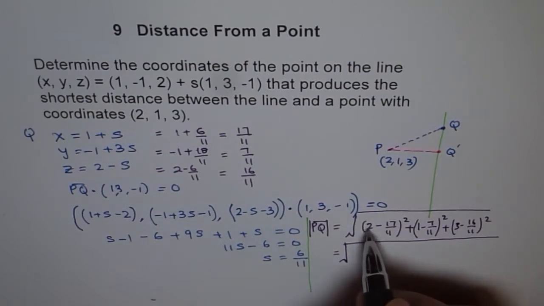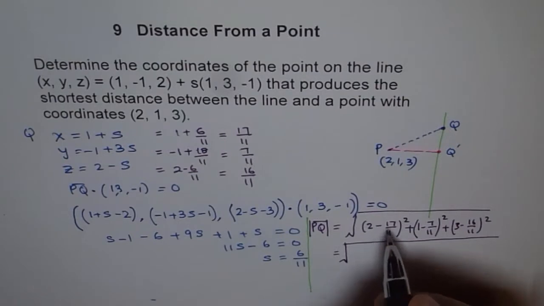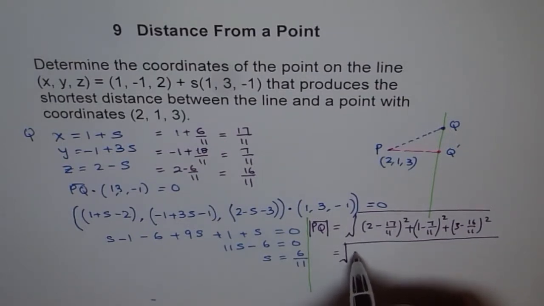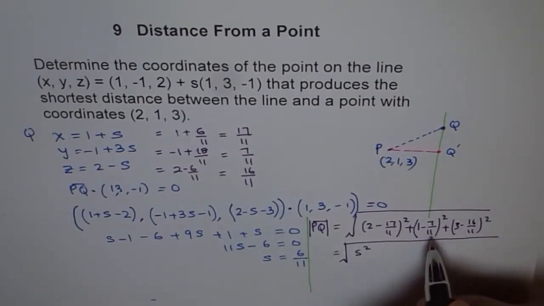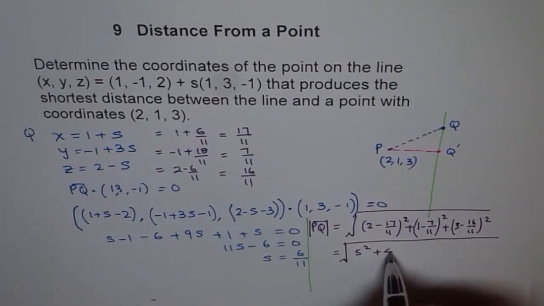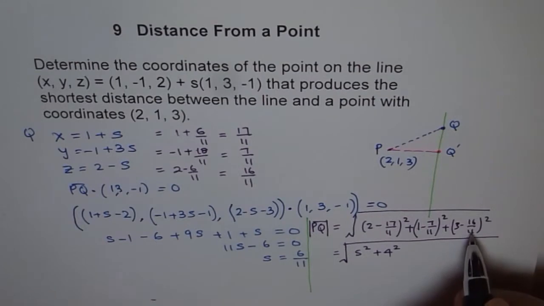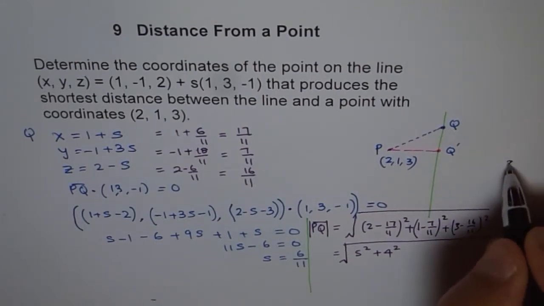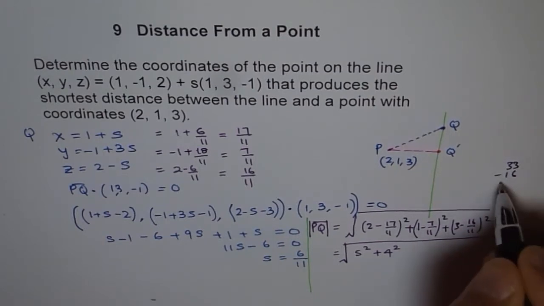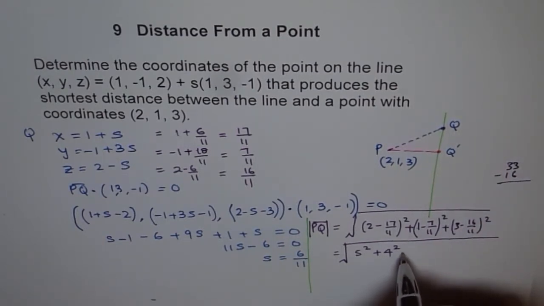So it is 22 minus 7. 22 minus 7 is 5, right? So it's 5 square. Here it is 11 minus 7, so it is 4 square. And here it is 33 minus 16, right? So 33 minus 16 is 17. So plus 17 square, right? So you can add this and then figure out, and the denominator is 11, right?